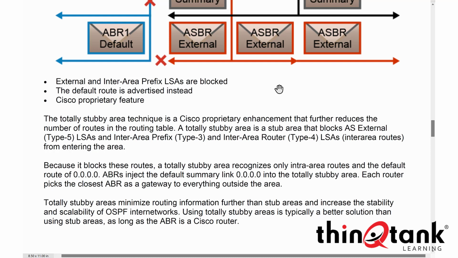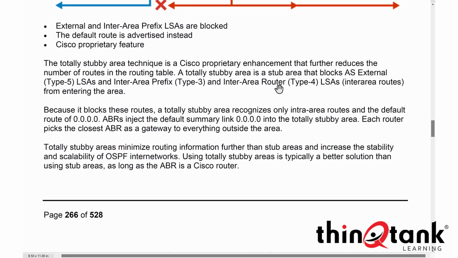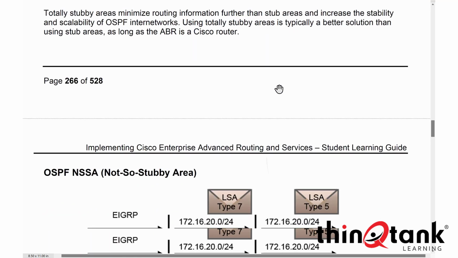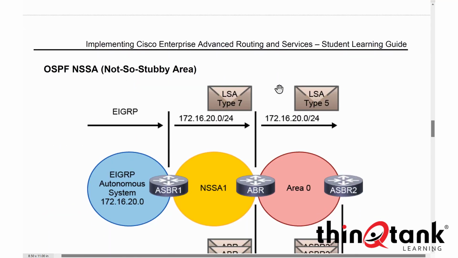You can assume, by the way, if type 5s are not allowed into an area, type 4s would not be allowed into an area. We didn't talk about that in the stub configuration, but type 4s are directly related to type 5s. If you're not getting type 5s, there's absolutely no reason to get type 4s. All right. Totally stubby area, again, will minimize the size of the database and minimize the effect of the loss of particular links. A not so stubby area.